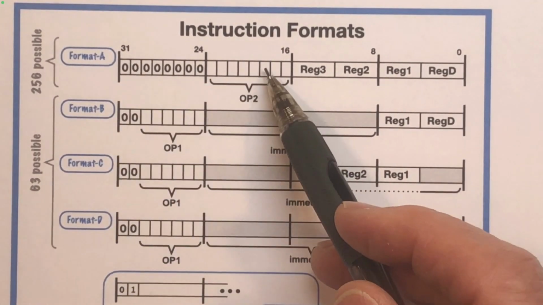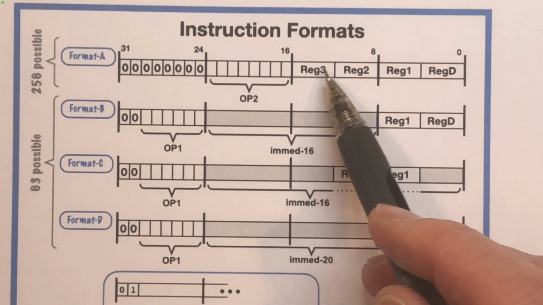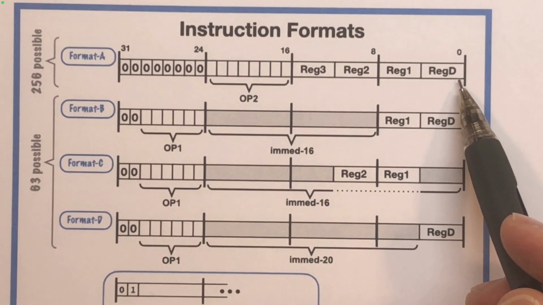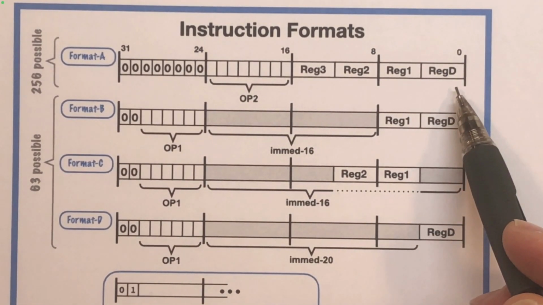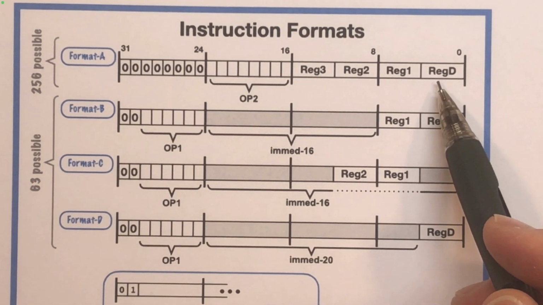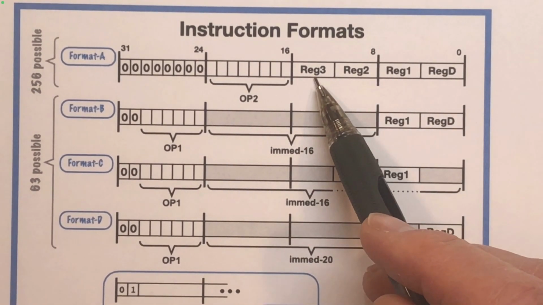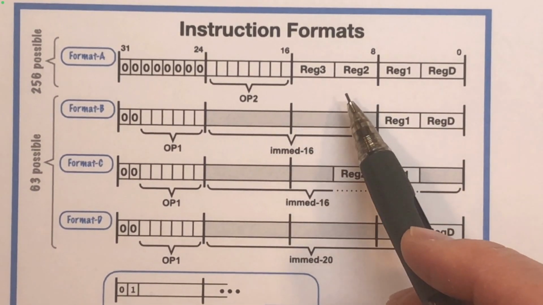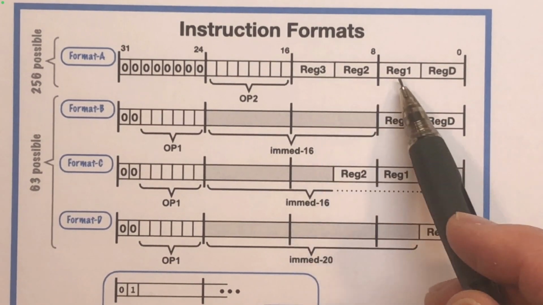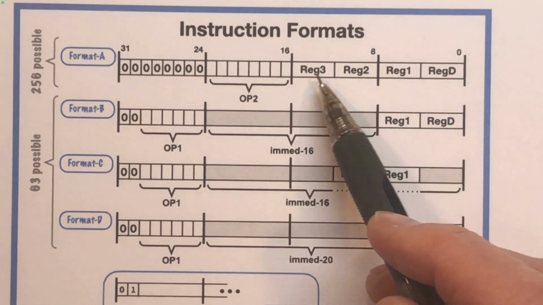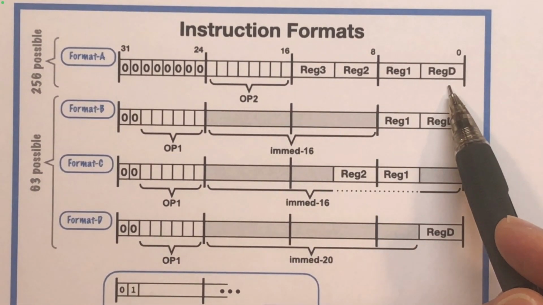In the format A instructions, there are also 4 fields of 4 bits each. 4 bits is exactly the right amount to encode one of the 16 general purpose registers. There's a field for the destination register as well as up to 3 source registers. Not all instructions will use all these fields, but all the fields are in the same spot in a Format A instruction.